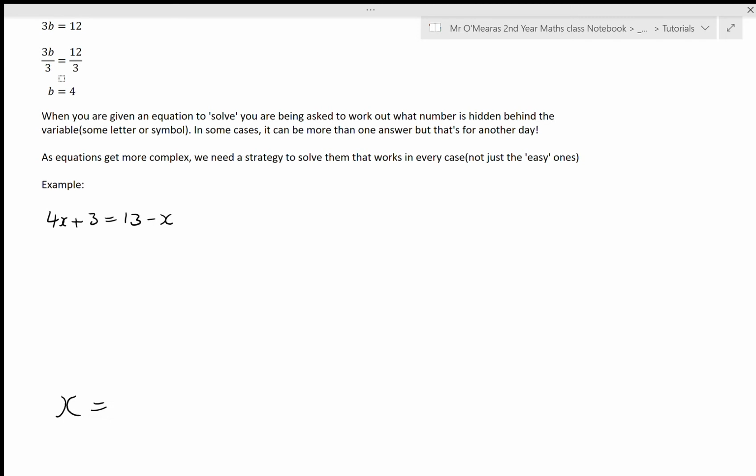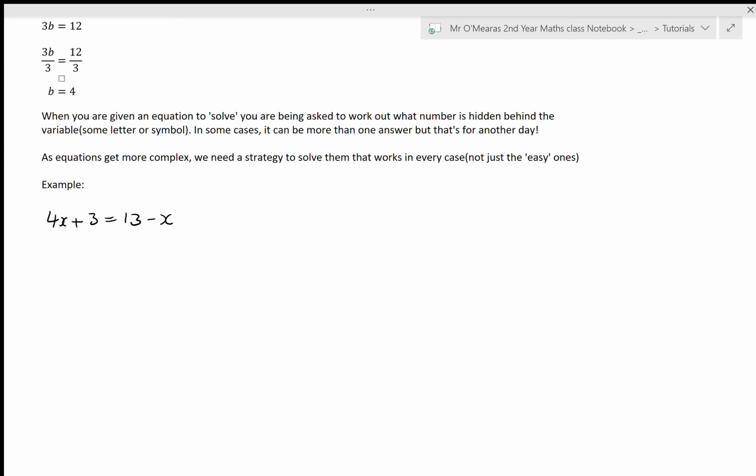So we move it away by getting it on the other side. This will help us end up with x equals something. We start off with 4x plus 3 equals 13 minus x. It doesn't matter which side, because equality means left equals right, right equals left. But in this case, we'll try and get all the x's on the left.